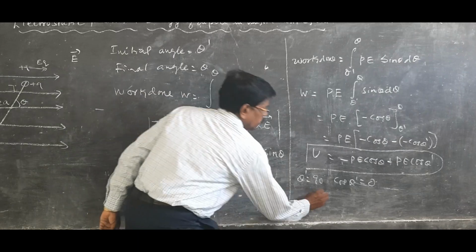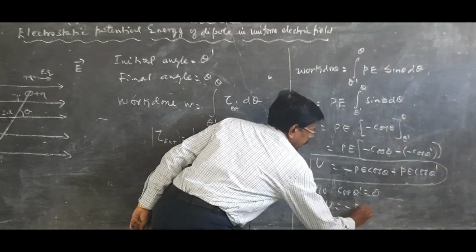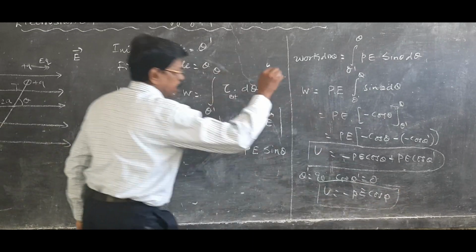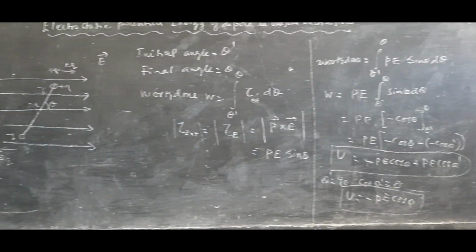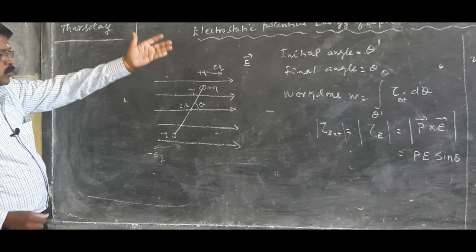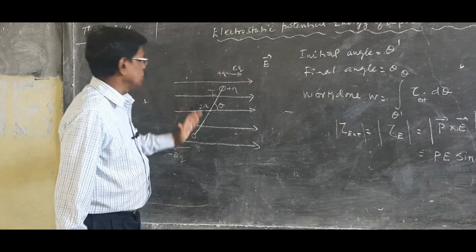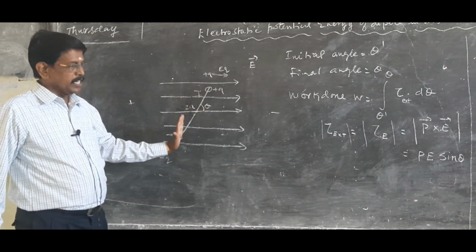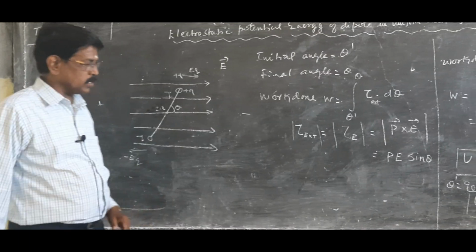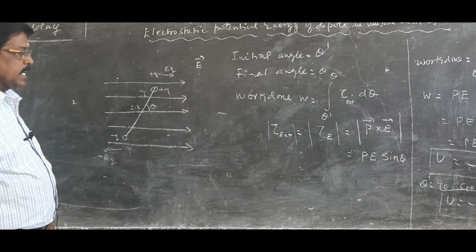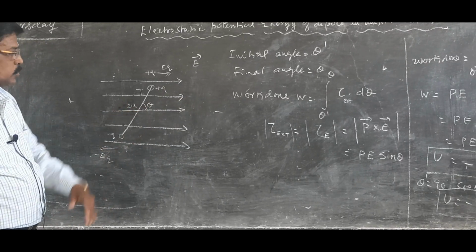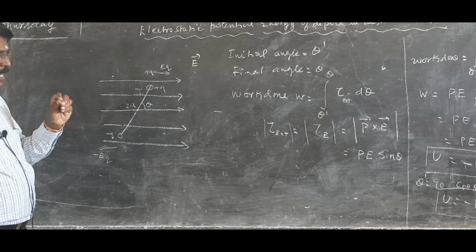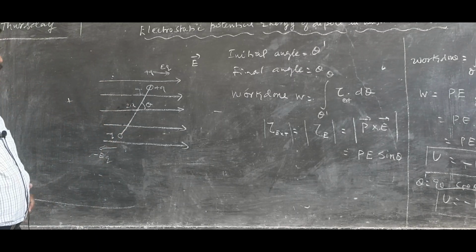Then what is the formula for potential energy? Minus PE cos theta. This is the final formula for electrostatic potential energy. If you assume the initial angle is the perpendicular direction, then theta dash becomes 90, cos theta dash equal to 0. That is the final formula. Here minus PE cos theta is coming, right?